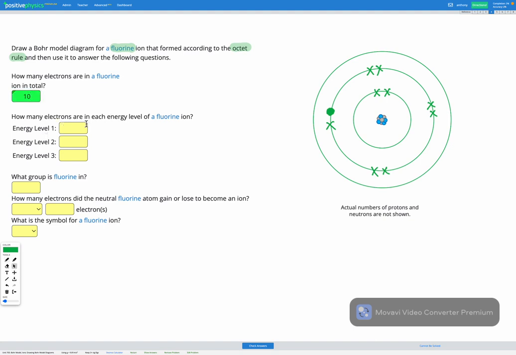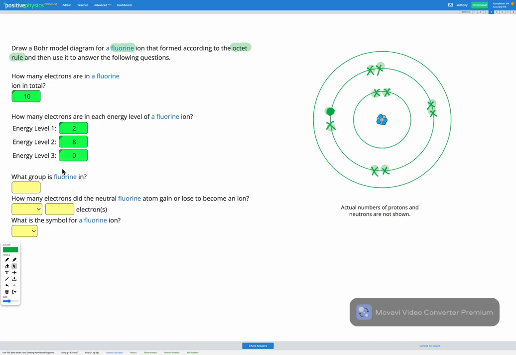So now we can answer how many electrons in each energy level. So on the inside energy level, we have 1, 2 in total. That's energy level 1. And then energy level 2, we have 1, 2, 3, 4, 5, 6, 7, 8, since we wanted that one to be full. Energy level 3 doesn't have any electrons. That one's empty. So we've got 2, then we have 8, and 0.